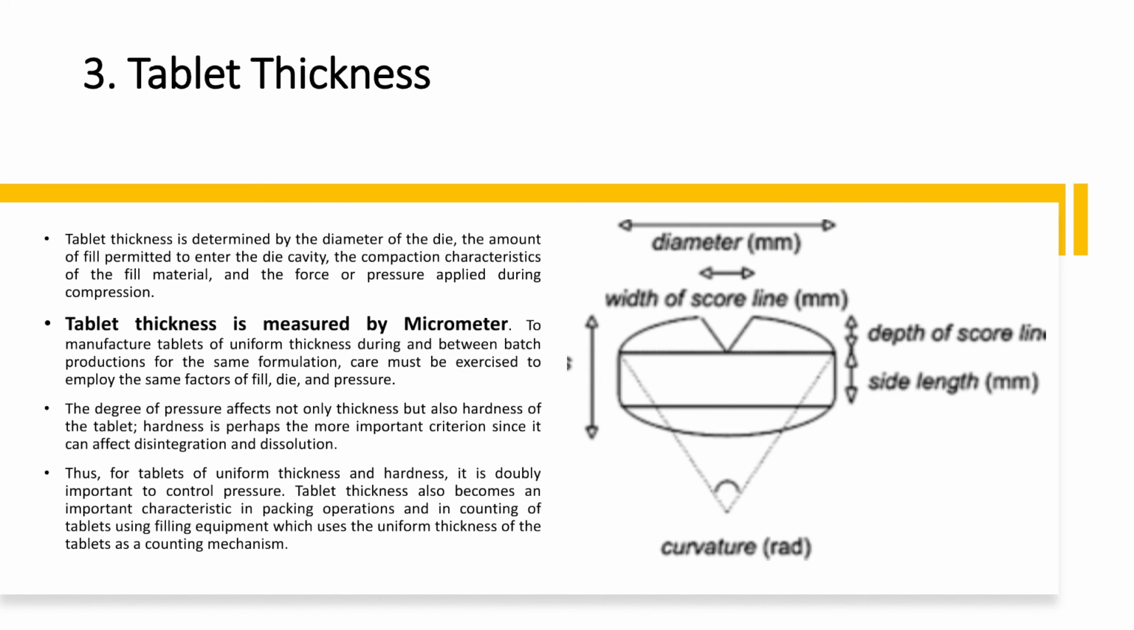As I've told, the compaction pressure basically determines the thickness. If you have more compression force, the harder is the tablet, and the less would be the thickness. So if we want to manufacture tablets having uniform thickness and hardness, it is doubly important to control the compaction force. Tablet thickness also becomes an important characteristic in packing operations and in counting of tablets using filling equipments, which use the uniform thickness of the tablets as a counting mechanism.